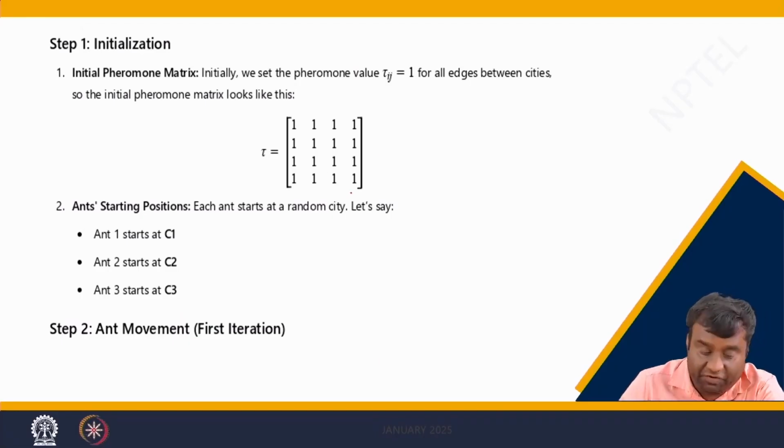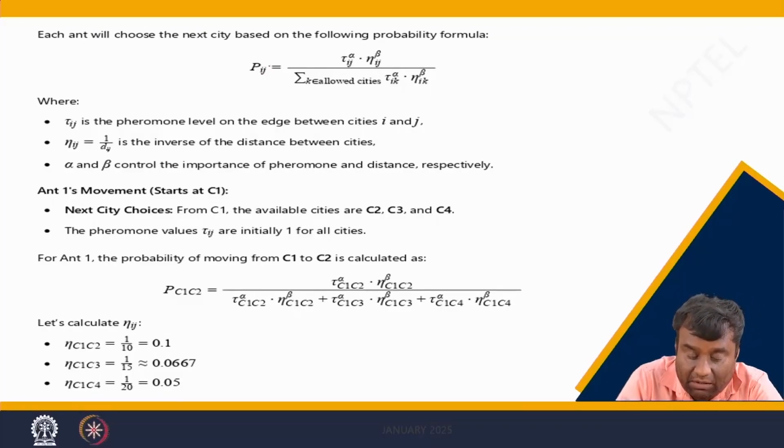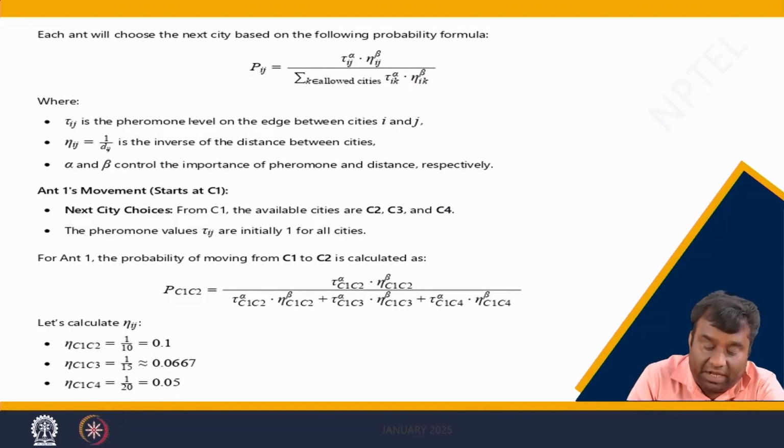So now the ant movement for the first iteration. That is the formula: Pij equals tau ij to the power alpha times eta ij to the power beta, divided by the summation over k allowed cities of tau ik to the power alpha times eta ik to the power beta, where tau ij is the pheromone level on the edge between cities i and j. Eta is 1 by dij, the inverse of the distance between cities. Alpha and beta control the importance of pheromones and the distance respectively.